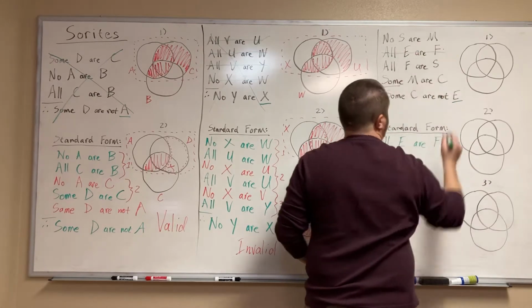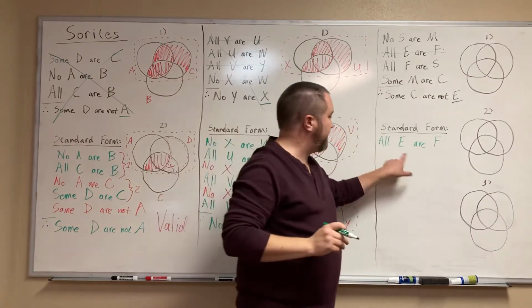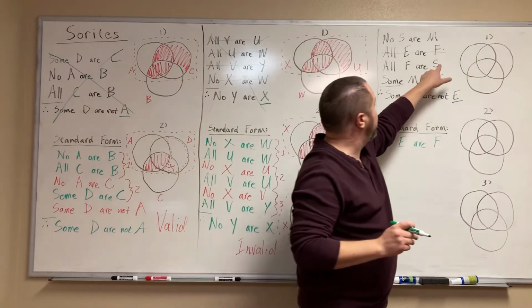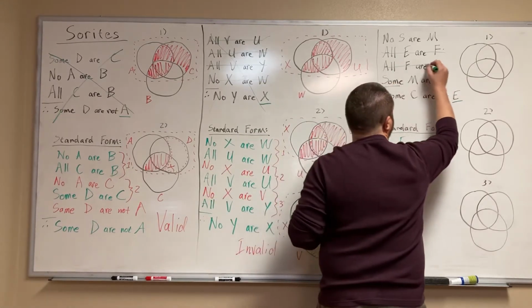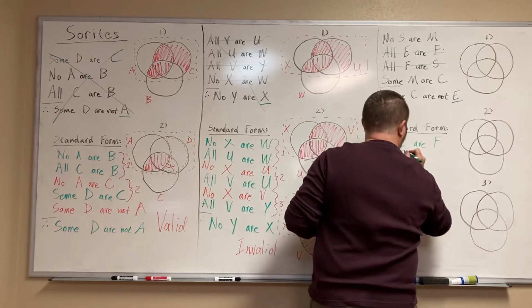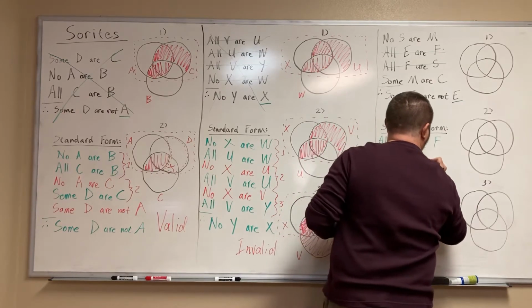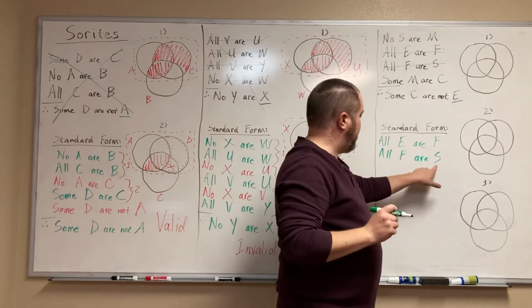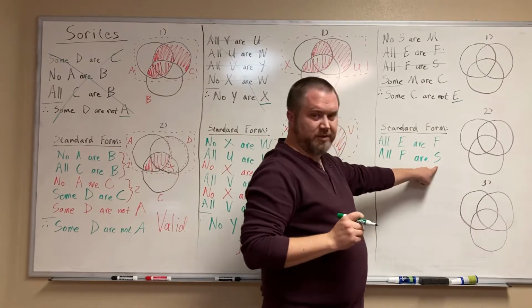Let's cross that one out. So we move to the next term in there, which is F. There should be one premise with F in it. All F are S. We've used up the F, so we move on to the next term, which is S.